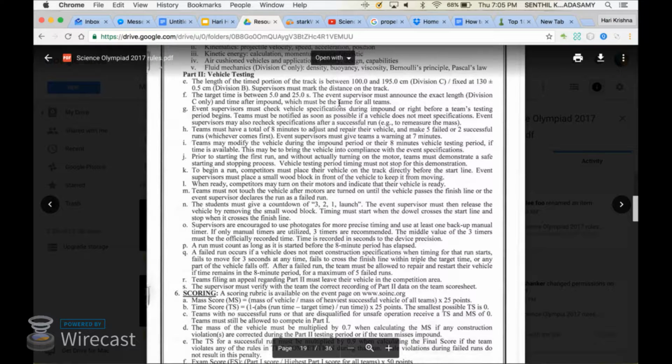So the track can also be between 100 and 195 centimeters, and length doesn't really matter as long as you make sure to be able to reach that 195 centimeter mark, because there's not much points given on accuracy of the distance, and the target time is also between 5 and 25 seconds. So the closer you are to the target time, the better score you'll get, which was explained in the scoring part later on.